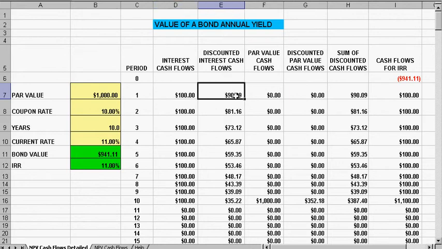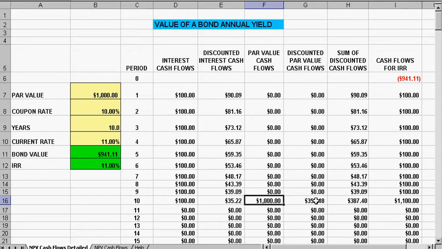We discount that because money is worth less in the future. As you can see in our formula over here, we discount by the current rate, B10. So we discount this by what money is worth today, and we come up with a figure. We don't discount the par value because it's not worth anything until later on when we cash in. Then we will have our $1,000, and that will be brought in then.